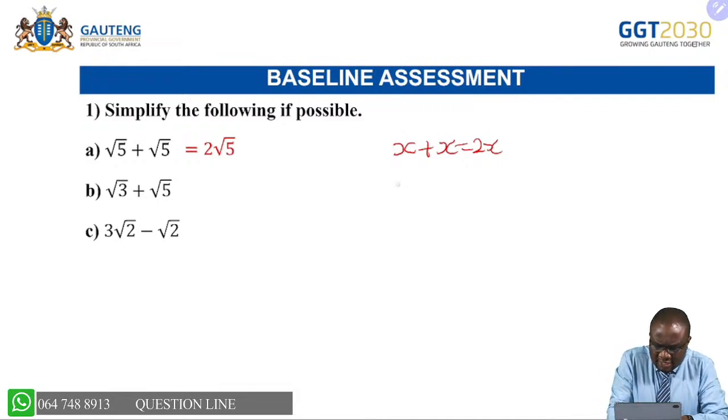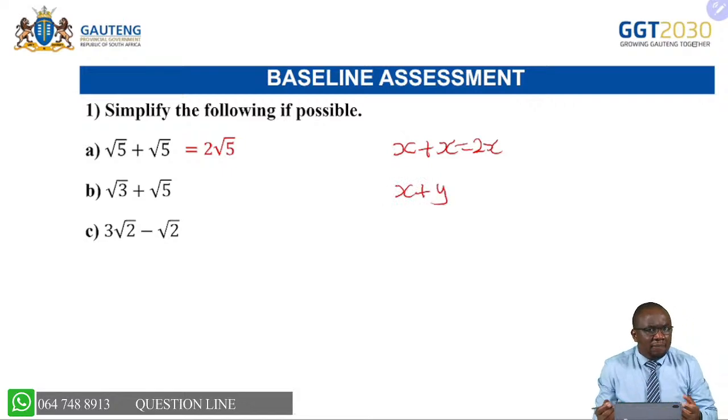Okay, let me give an example. I say x plus y or a plus b. What will I get? I'll get a plus b. If you say 1 apple plus 1 orange, you still have 1 apple plus 1 orange. You cannot combine them. They are unlike terms. So this one remains as it is. They are unlike terms. We see that.